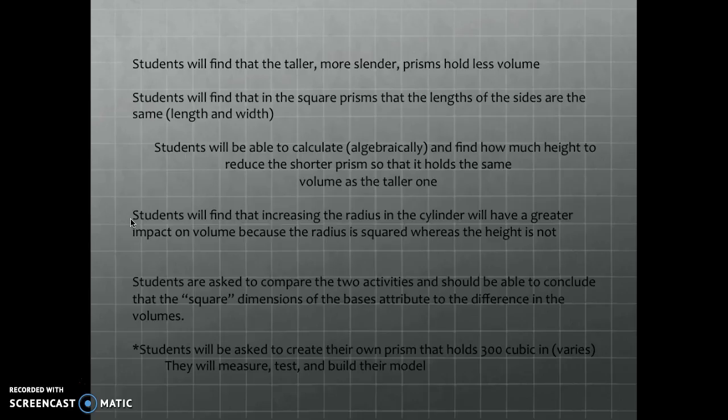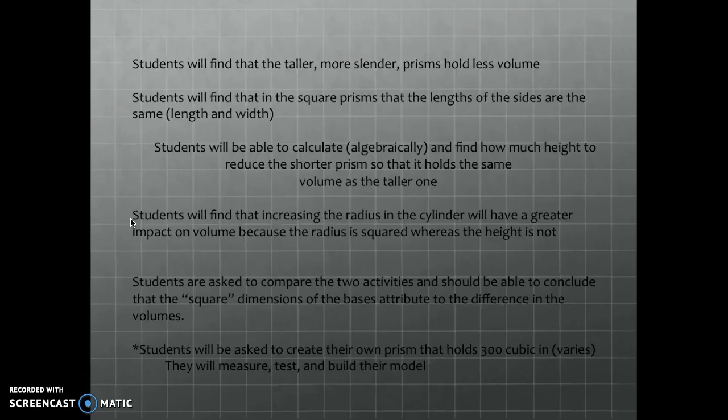Students will find that increasing the radius in the cylinder will have greater impact on volume because the radius is squared whereas the height is not. Students will also be asked to compare the two activities and should be able to conclude that the square dimensions of the bases attribute to the difference in the volumes.